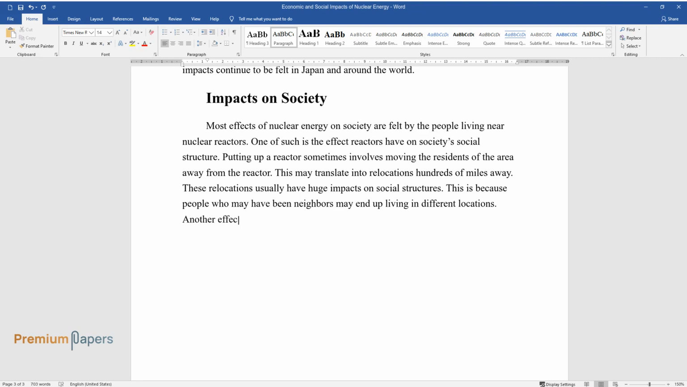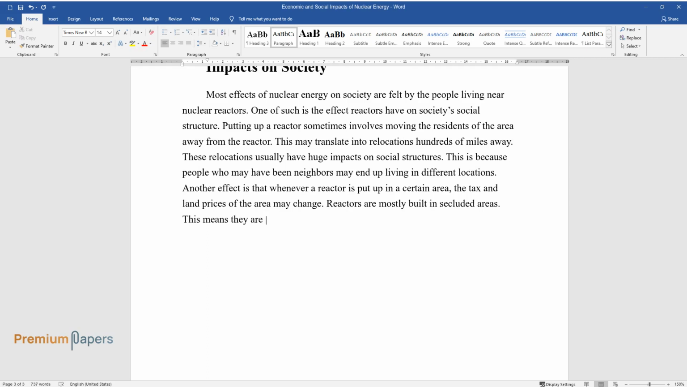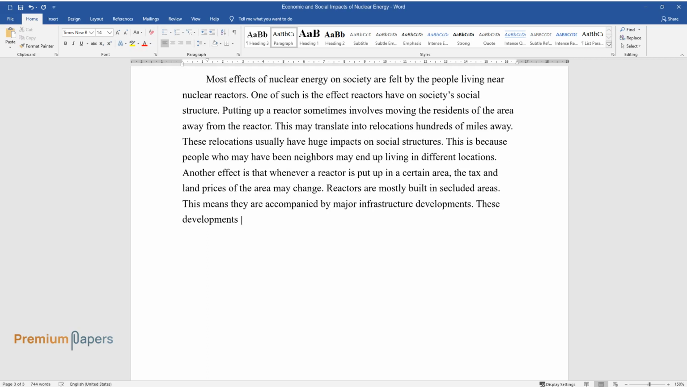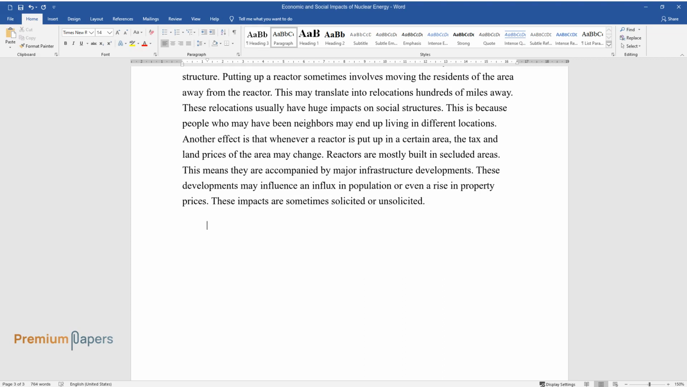Another effect is that whenever a reactor is put up in a certain area, the tax and land prices of the area may change. Reactors are mostly built in secluded areas. This means they are accompanied by major infrastructure developments. These developments may influence an influx in population or even a rise in property prices. These impacts are sometimes solicited or unsolicited.